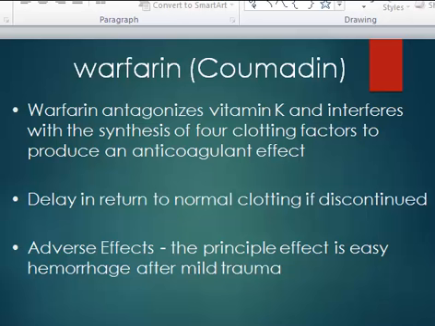So they continue to take their warfarin or Coumadin, and we just go with their INR that we like to see between 2 and 3. And once it's between 2 and 3, we know they're safe to treat. And the principal adverse effect is hemorrhage after a mild trauma.